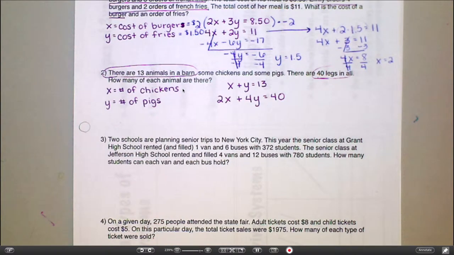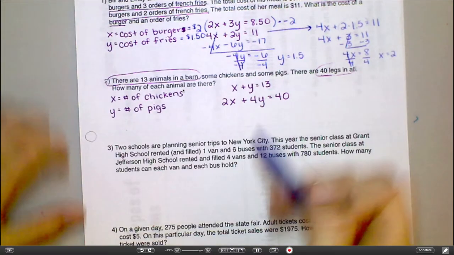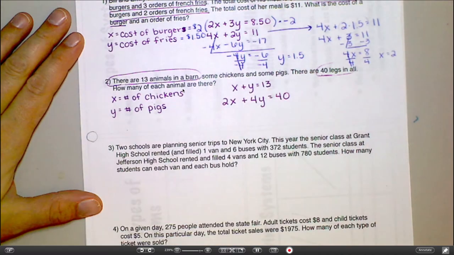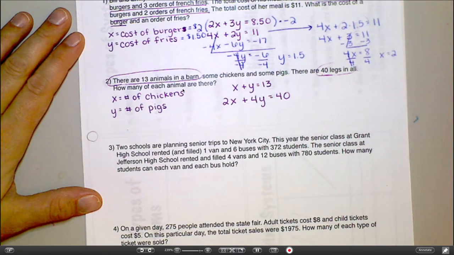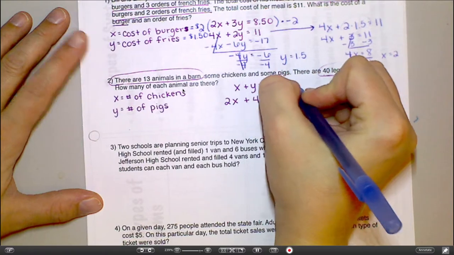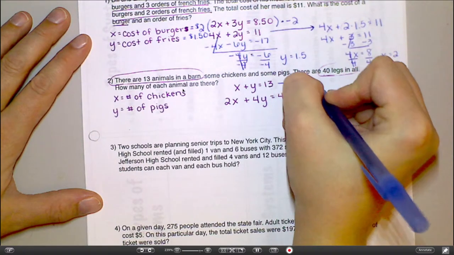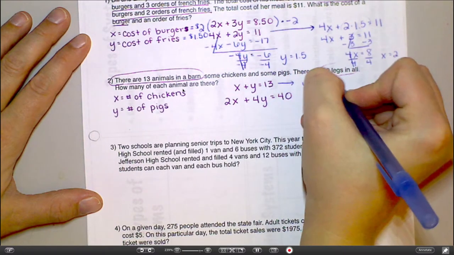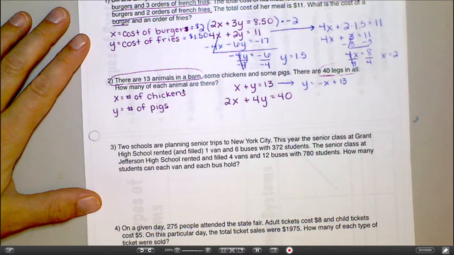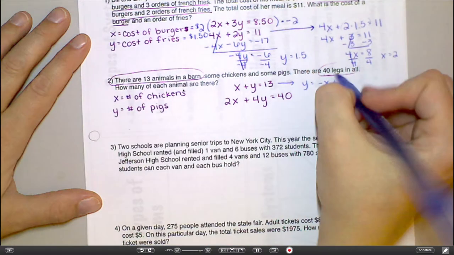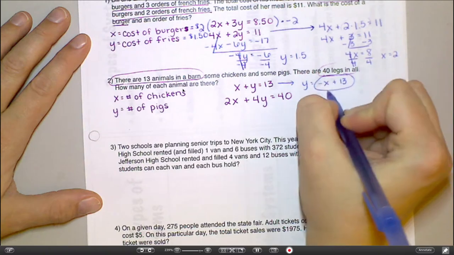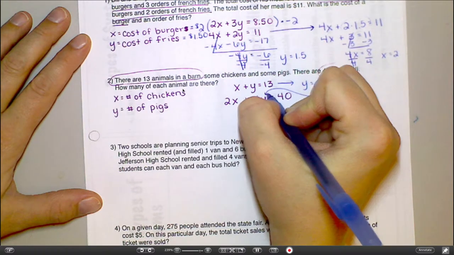What do you want to do to solve this one? You want to do substitution? Okay. Substitution, you want to solve for X or Y? What do you think? Y. Sure, Y. So if I solve this one for Y, I'm going to get Y equals negative X plus 13. If I move that X to the other side, it's going to be negative. I'm going to plug that negative X plus 13 in for Y down here.